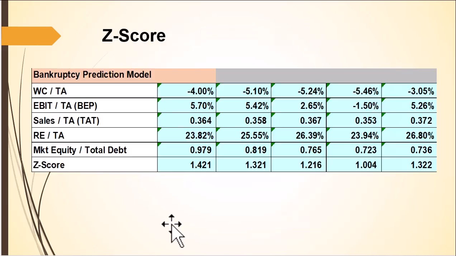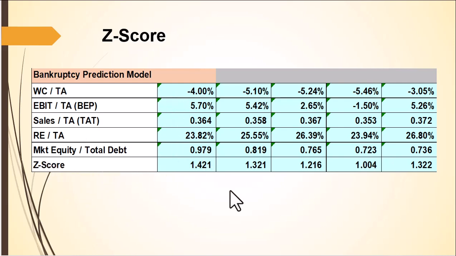So in the end, there is a formula. So we have working capital divided by total assets, EBIT divided by total assets. That's our basic earning power ratio. Sales divided by total assets. That's our total asset efficiency ratio. We have retained earnings divided by total assets. Market equity divided by total debt. This is kind of our market to book ratio of sorts.